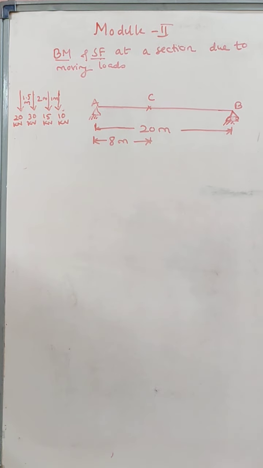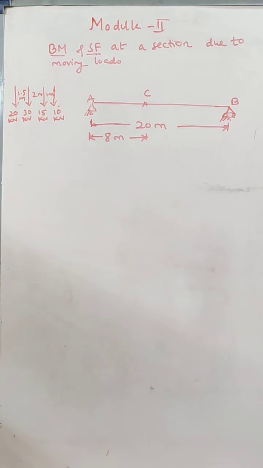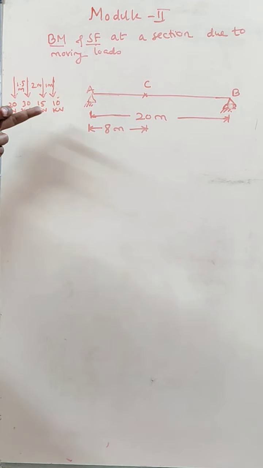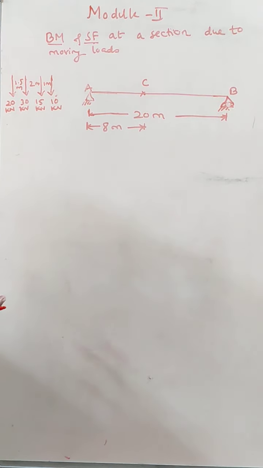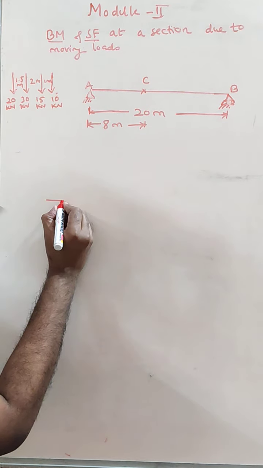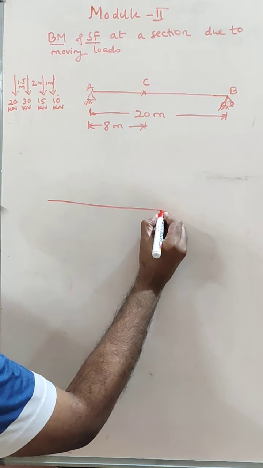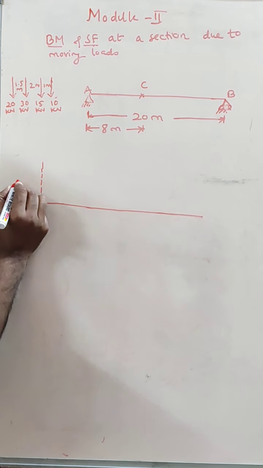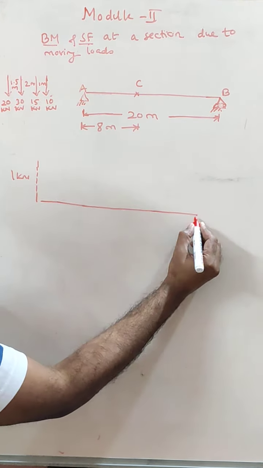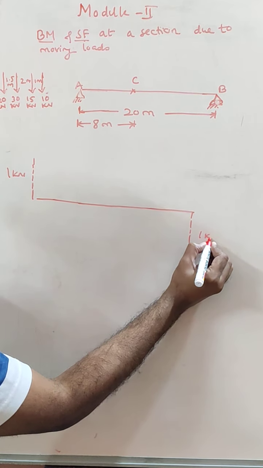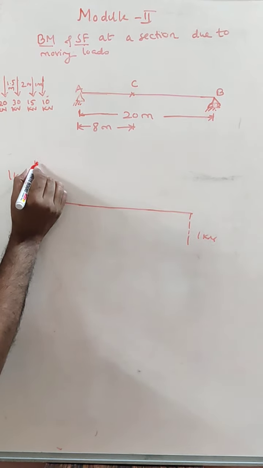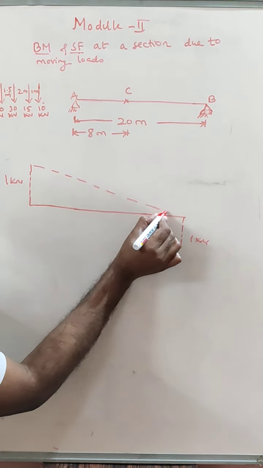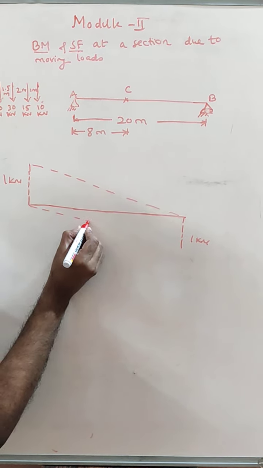Now let us find out maximum shear force at section C due to the loads. For that, what we need to do? You have already done it. You have to draw the influence line diagram for shear force at C. What is the procedure? Recall. Erect 1 kilonewton here. Erect 1 kilonewton here. This is 20 meters. And then join this and join this.